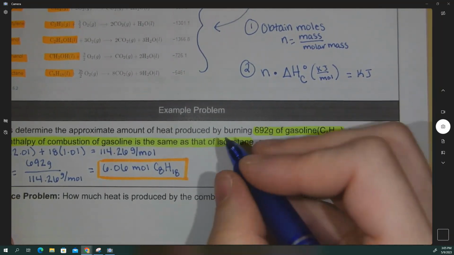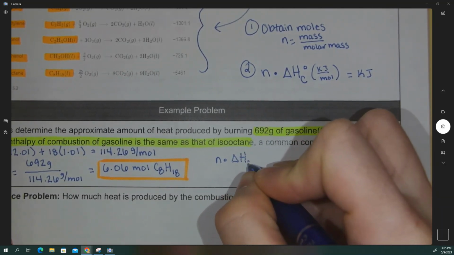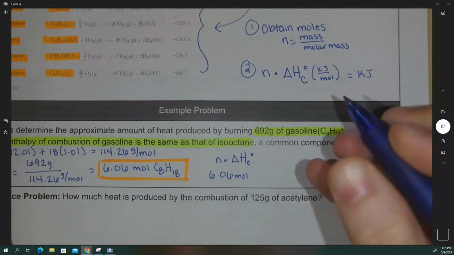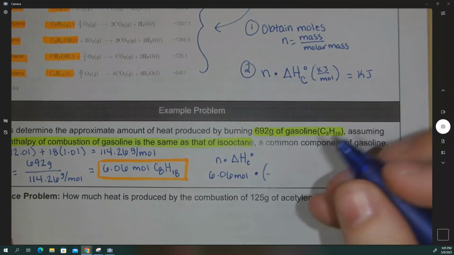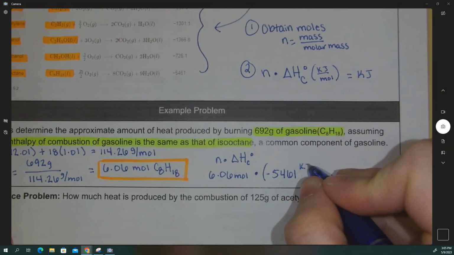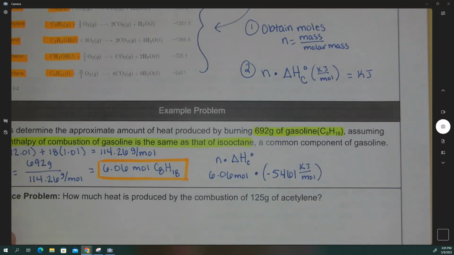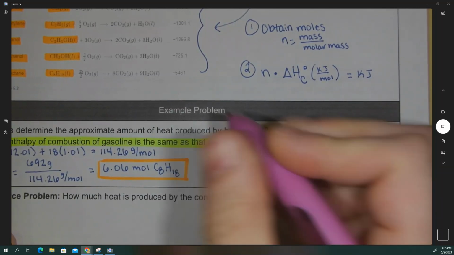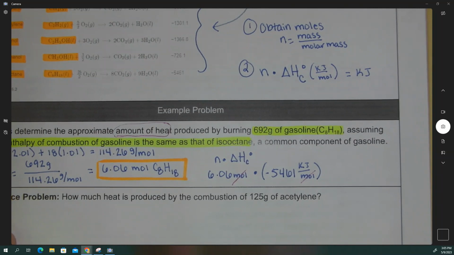So we're going to take our moles, which is 6.06 moles, and multiply that times our enthalpy of combustion, which is negative 5,461 kilojoules per mole. At this step, the unit moles can cancel out, so we're able to get rid of moles, and we're left with kilojoules, which is our unit of heat, which is what our question asked for.